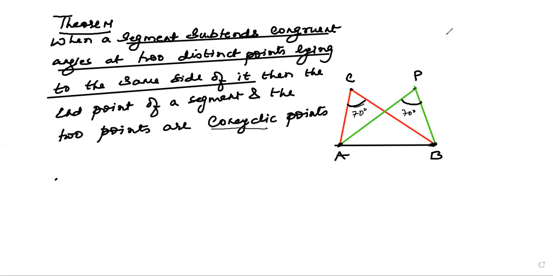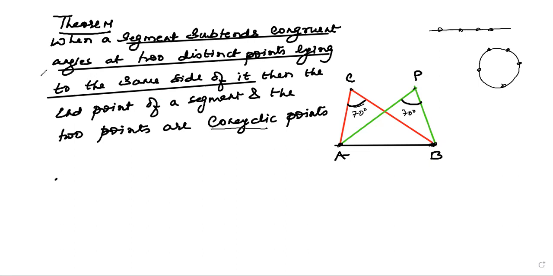Concyclic का मतलब क्या है? देखो, when points lie on the same line, we call them collinear points. When points lie on the same circle, we call these points concyclic points. So here, segment AB subtends congruent angles at two distinct points lying on the same side of it. The moment I say this condition, I can say points A, B, P, and C are concyclic, meaning they lie on the same circle.